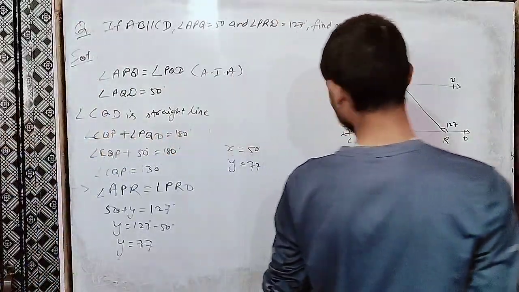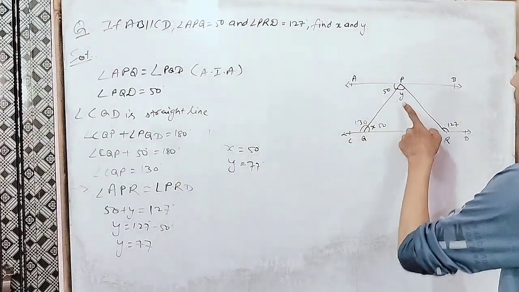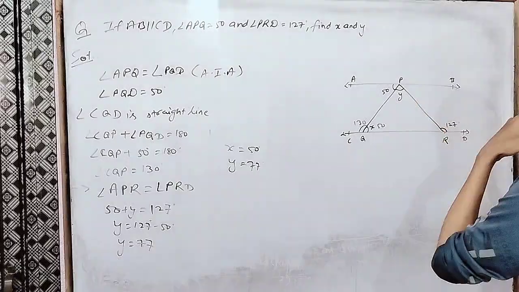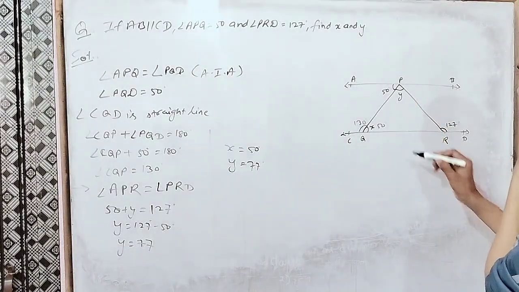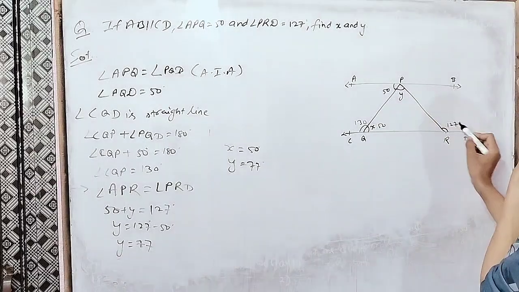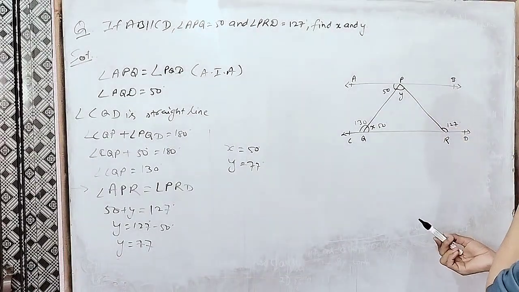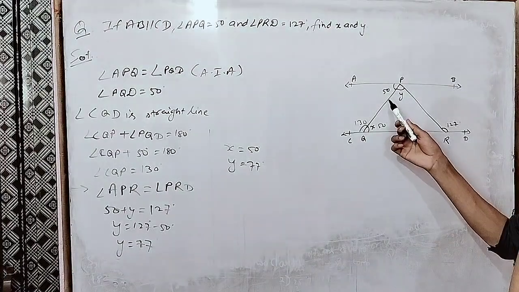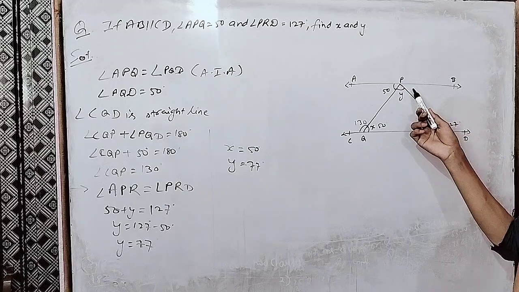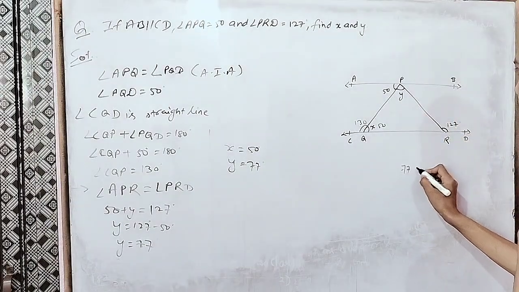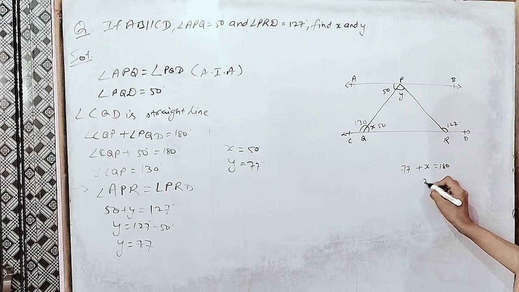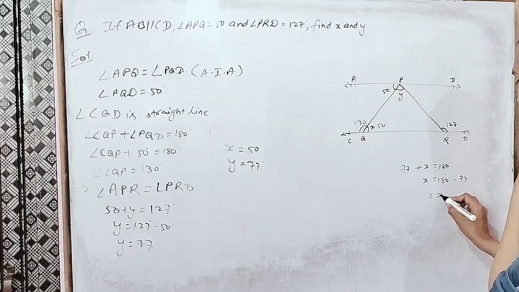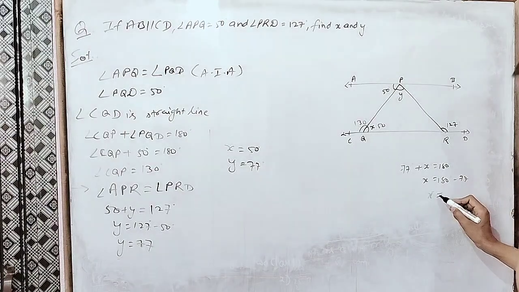We can check whether our answer is correct or not. How can you check? 50 and 77 would be how much? 127. Yeah, correct. Otherwise, 77 and this 27 and this is 180. 180 minus 77 would be how much?